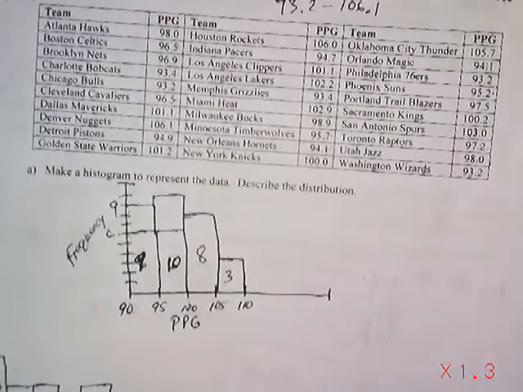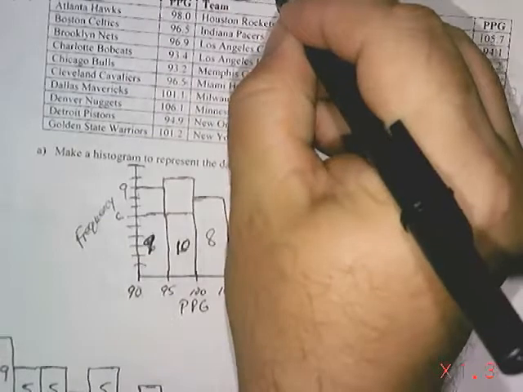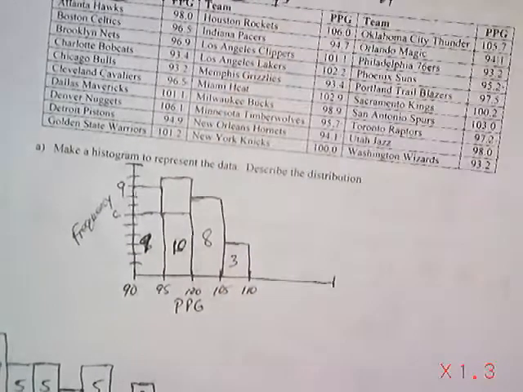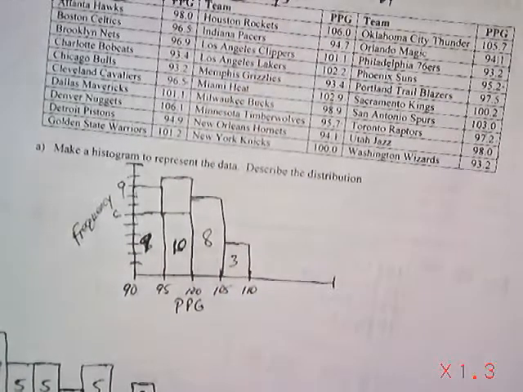Now, it separates the 10. We had 10 from 95 to 100, but those are going to be separated between the 2 categories here, maybe even over here. Well, we have 95 to 97. We had 5 teams that scored 95 to 97 points.